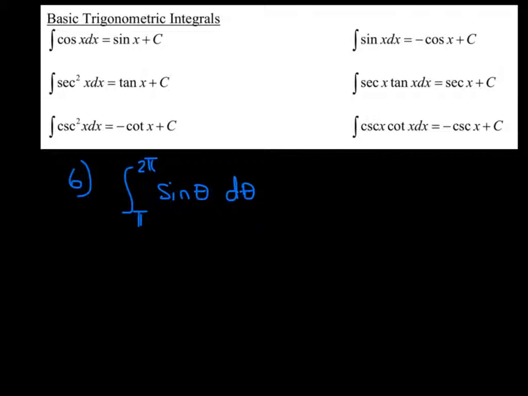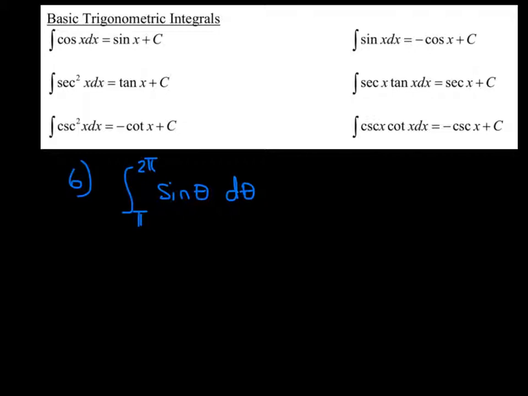Okay, so now the integral of secant squared x dx is tan x plus c. Again, the derivative of tan was secant squared, so going the other way. Continuing on, the integral of secant x tan x dx is secant x plus c. The integral of cosecant squared x dx is negative cotangent x plus c, and the integral of cosecant x cotangent x dx is negative cosecant x plus c. Now that you've been given these trig integrals, I can use them and practice evaluating definite trig integrals using these rules.